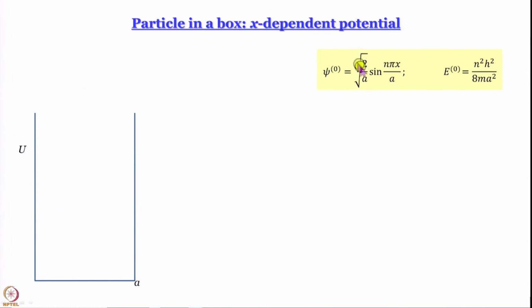For such a system, a particle in a box with infinite height of the walls, the wave function as we have discussed is root over 2 by a sin n pi x divided by a, and energy is n square h square divided by 8 m a square, simple. Now, we want to bring in the perturbation to arrive at our box with a slanting bottom. So, this is the perturbation we bring. Let us say at x equal to a, the perturbation potential is V.